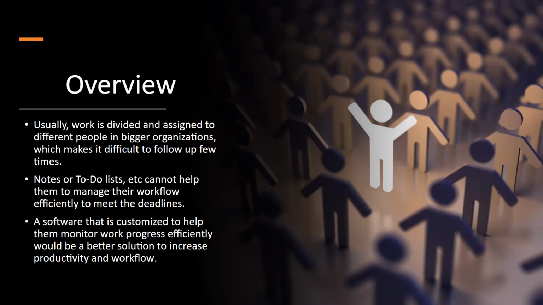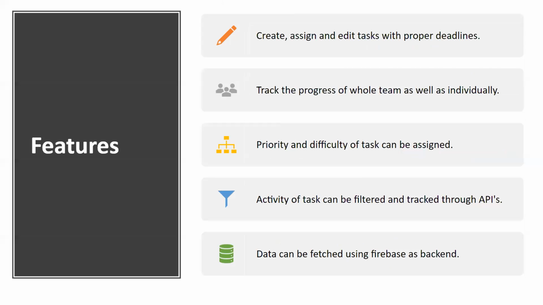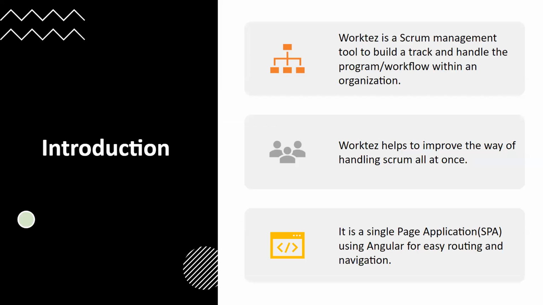So such software is Worktez. Worktez is a Scrum management tool which we built to track and handle the program or workflow within any organization or for an individual. We can give our work or track our work using it, and we can improve the way of handling Scrum. If you have multiple people in an organization, we can handle the work done yet and work that is not done yet. We can sort them and we can plan our strategy according to that.